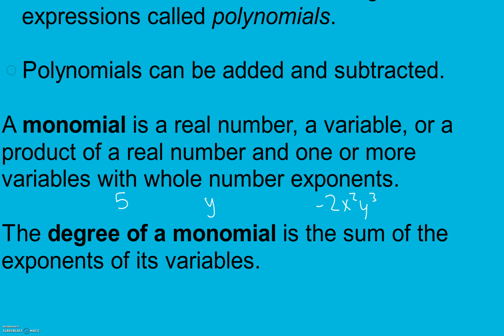Okay, the big idea here is that we don't have negative exponents, we don't have fraction exponents, and we don't have anything added or subtracted. There's only one term. Keep in mind, terms are things that we add together. Factors are things we multiply together. So only one thing here. It can be multiplied together with factors, but no other terms being added together. The degree of a monomial is the sum of the exponents of its variables.